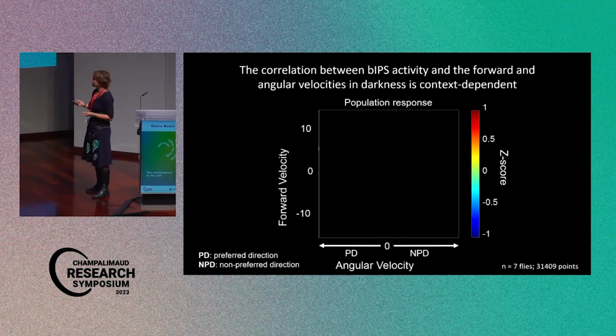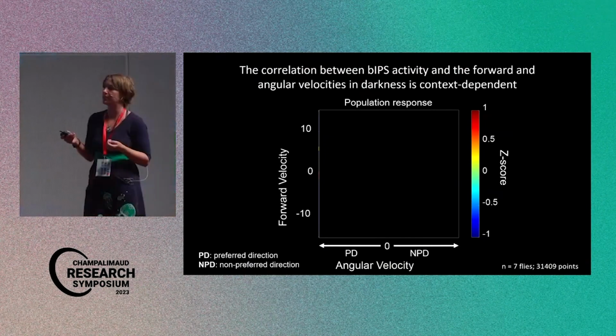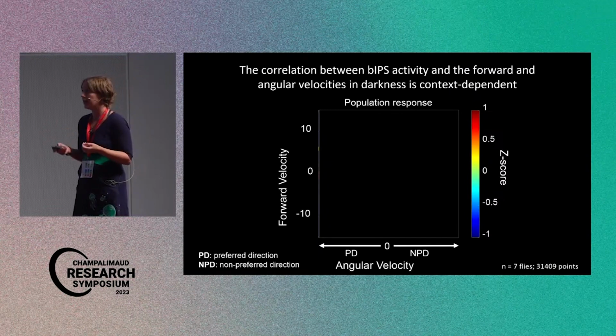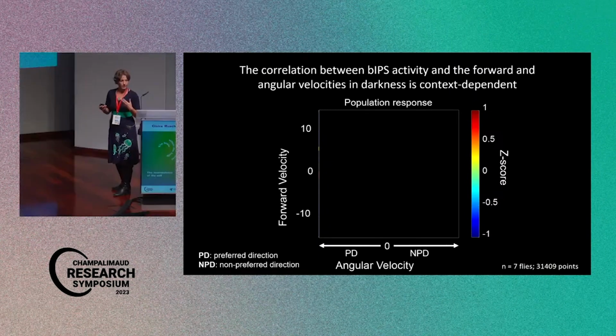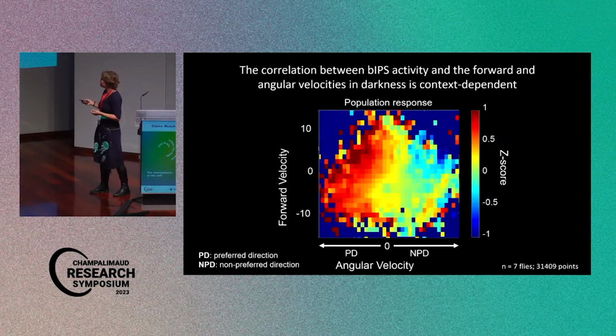So a way to do that is to do those heat maps where you see in the y-axis the forward velocity, in the x-axis the angular velocity. Here I'm just plotting on one side all the preferred direction and on the other side the non-preferred direction. And it's going to be color-coded depending on the calcium signal for this beam. And so here is what it looks like.